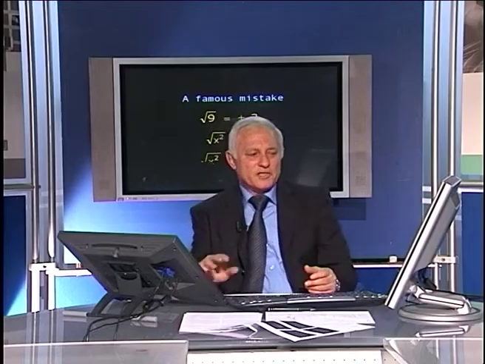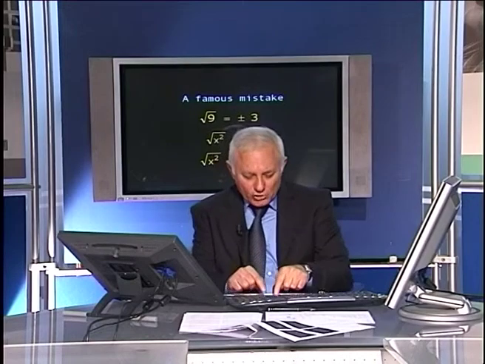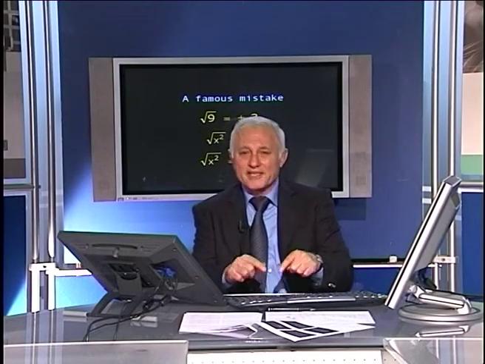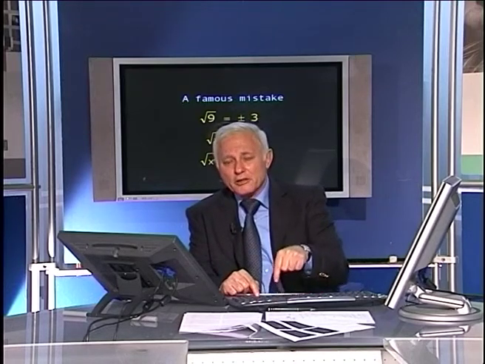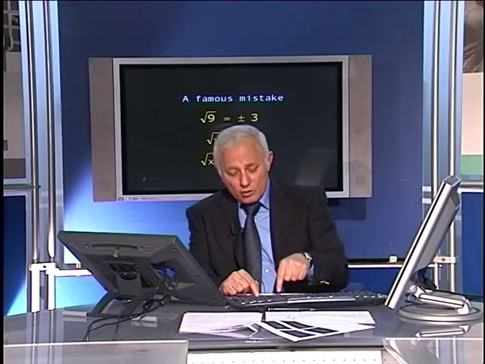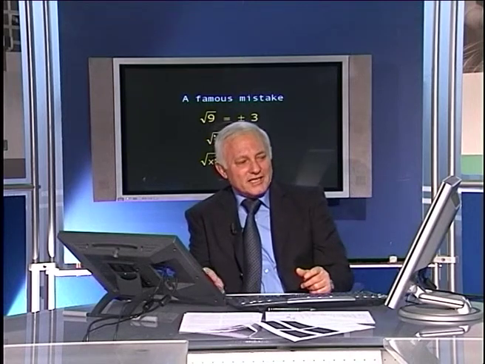Now, this is a famous mistake which students sometimes make, when they write the square root of 9 is equal to plus or minus 3. The square root of 9 means the value of the square root function at 9. This is a function, as a matter of fact. It's on your calculator. You push the button of square root when you feed in, for example, the number 9. You get one number, which is 3. So the square root of 9 is equal to 3.